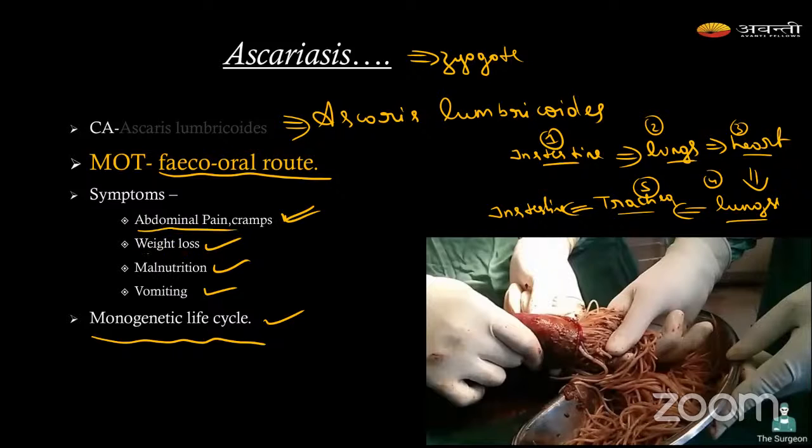So what are the things we have learned about the Ascaris? Ascariasis is going to be caused by the Ascaris lumbricoides. Ascaris lumbricoides, we also call it roundworms. Then how is it going to be transmitted? It is transmitted through the fecal oral route. What are the symptoms? Abdominal pain, weight loss, malnutrition, and vomiting. And the life cycle is a monogenetic life cycle.